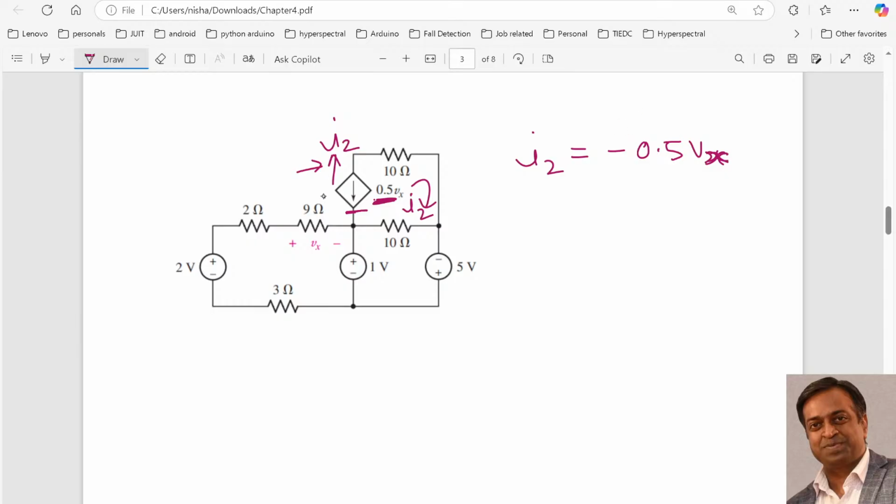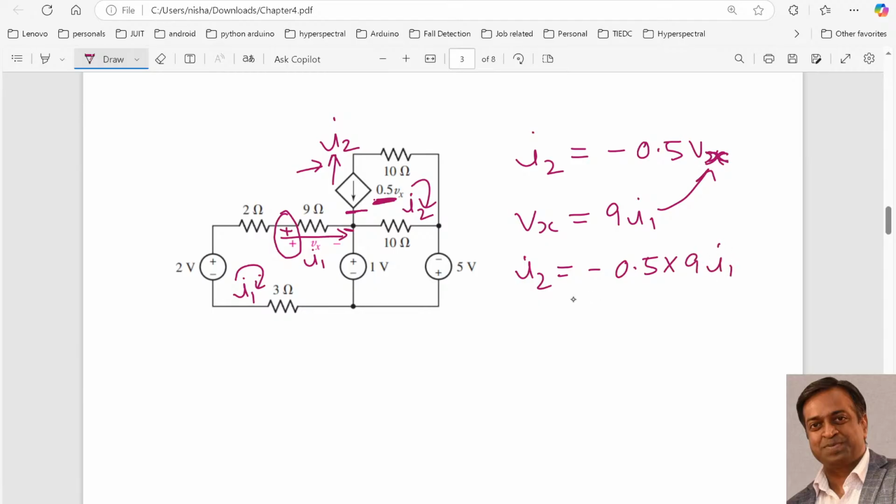Now what is Vx? If we look over here, this is our Vx, and to determine Vx, the loop current is I1, right? In this branch only one current is flowing, and that is I1. As per the direction of the current, plus is over here, minus over here, and since the plus of the current direction and the plus of Vx are aligned with each other, our Vx will be equal to 9 I1. So substituting this value of 9 I1 in this, I will get I2 is equal to minus 0.5 into 9 I1. So it is equal to minus 4.5 I1.